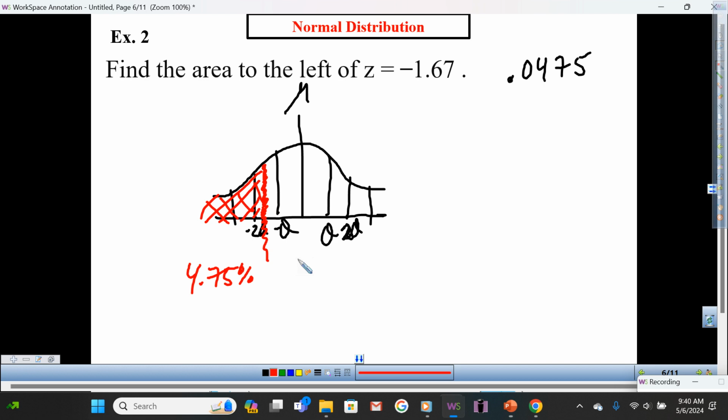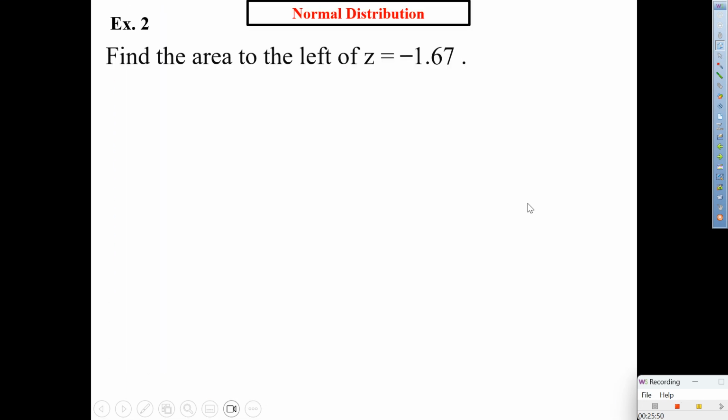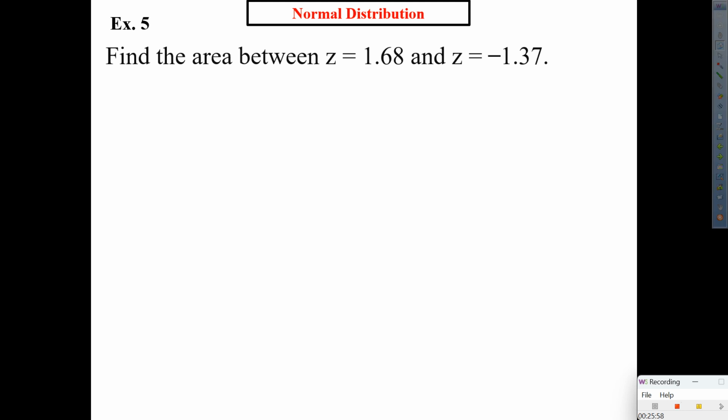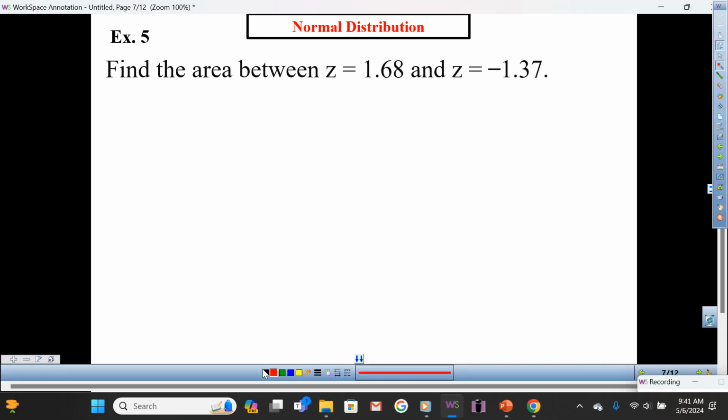Yes, no, maybe so. From 1 to 5, how comfortable are you with that? All right, so one last one for the sake of practice here. Not that one, not that one. Let's try this one. Find the area between z 1.68 and negative 1.37. You're like, oh snap. Oh snap is right.